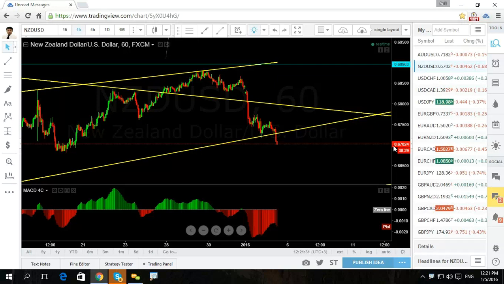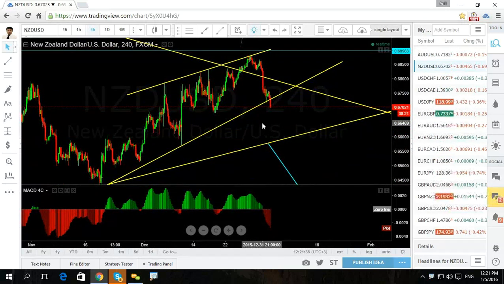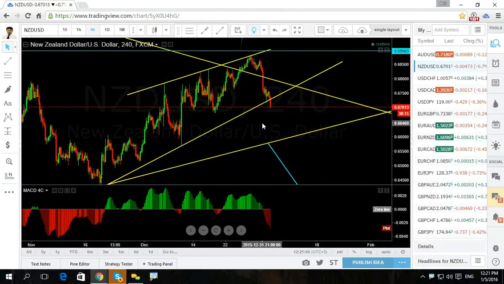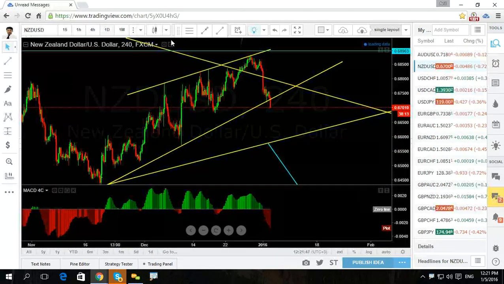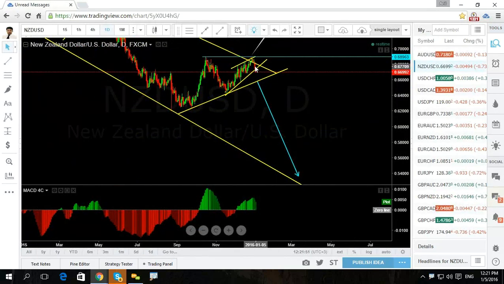It's always good to wait for that pullback. In the case of the New Zealand, I would even wait for a 4-hour correction. I would personally wait for a corrective structure before I sell it, because I'm looking not for this small trade to this level, but for the bigger trade. My trade would be this trade here. So I want some proof that this is actually going to go.